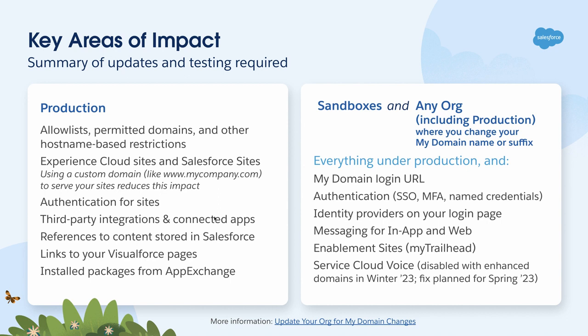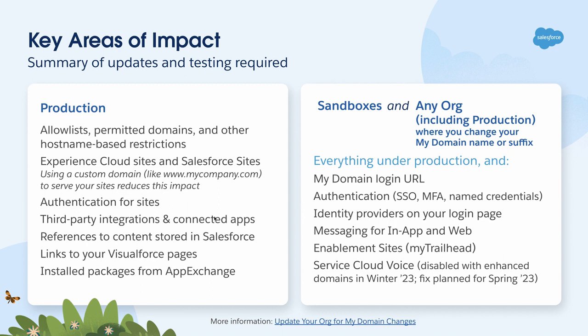So that's in production, again, without a My Domain change or suffix change. Now, when you test in a sandbox, or if you're one of the customers who will change your My Domain name or suffix, there are some additional areas of impact. The big thing is that your My Domain login URL changes. The items we talked about for production still apply here, but now logging into your Salesforce org, including authentication, third-party integrations, and connected apps, changes. I'll call it out specifically that we have some instructions and help to make sure that you don't lock yourself out of your org when that URL changes.